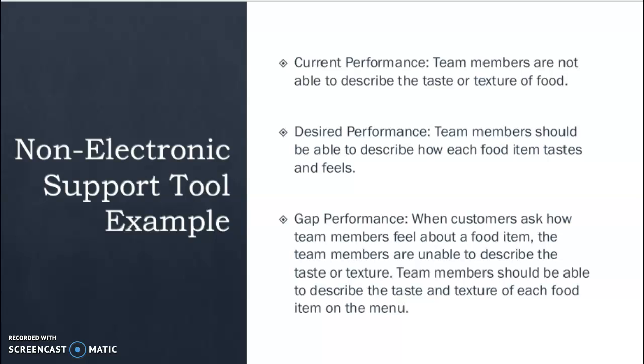The desired performance is team members should be able to describe how each food item tastes and feels. The gap performance: when customers ask how team members feel about a certain food item, the team members are unable to describe the taste or texture. Team members should be able to describe the taste and texture of each food item on the menu.